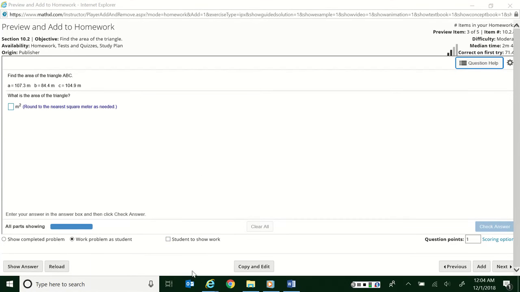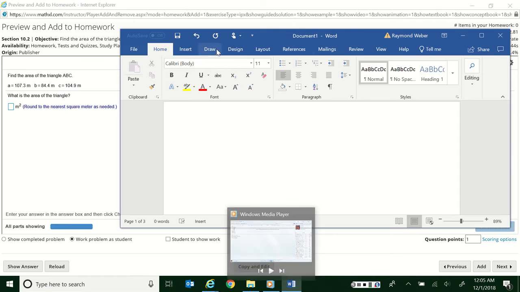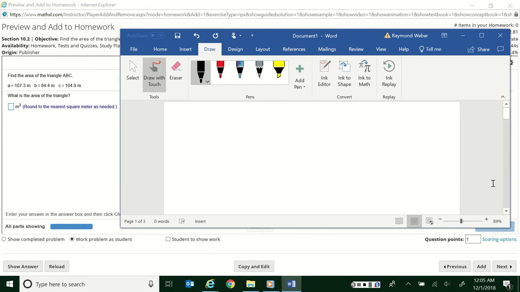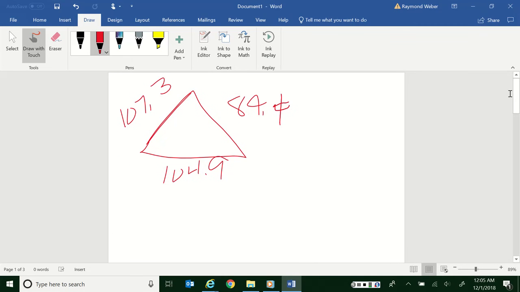Okay, so we're asked to find the area of triangle ABC. So here's our triangle. I'm going to start, well, if it's going to let me draw. So here's my triangle. And I know that this side is 107.3, this side is 84.4, and this side is 104.9 meters.